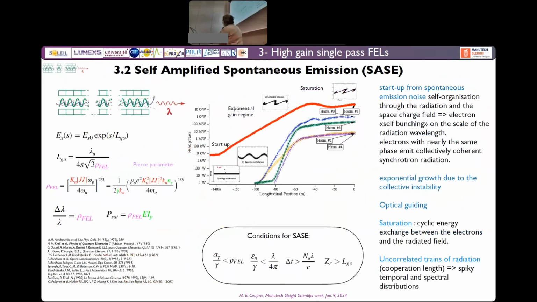So here is a typical calculation. So we have the startup with a lethargy. We are doing the modulation. The collective instability makes this space charge do some bunching. Then we have the exponential gain regime. And then we have the saturation, where we can have oscillation between cyclic energy exchange, energy gain and loss.